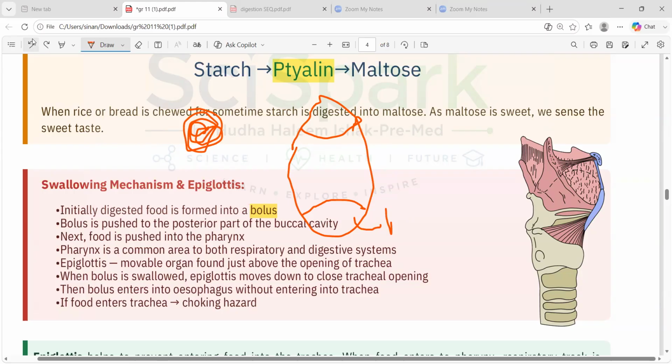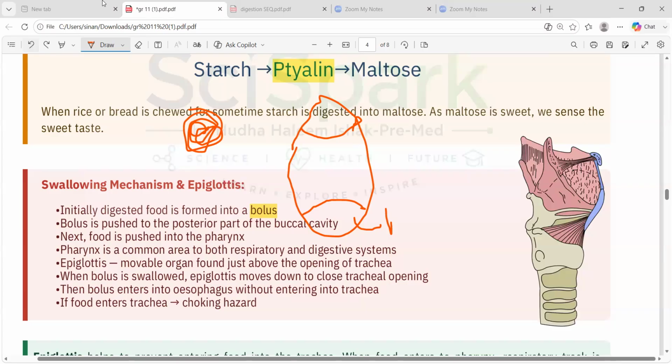I said already the tongue is pushing all the food into our pharynx. So this tongue will help to make the food bolus, and it will push the bolus into the posterior part because the tongue can easily move. It's movable. So this tongue will push the food bolus into the posterior part of the buccal cavity.